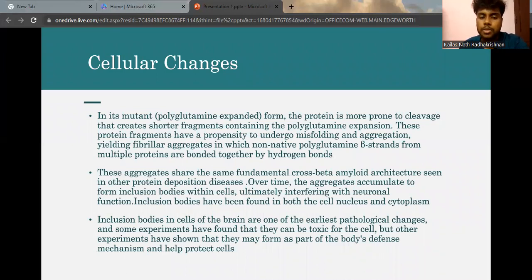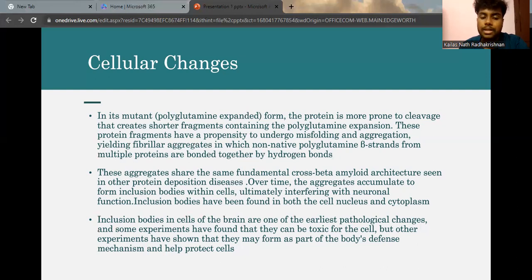In its mutant form, the protein is more prone to cleavage that creates shorter fragments containing the polyglutamine expansion. These protein fragments have a propensity to undergo misfolding and aggregation, yielding fibrillar aggregates in which non-native polyglutamine beta strands from multiple proteins are bound together by hydrogen bonds. So these aggregates share the same fundamental cross-beta amyloid architecture seen in other protein deposition diseases.